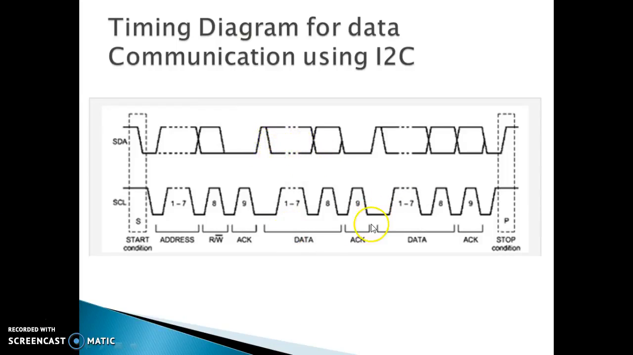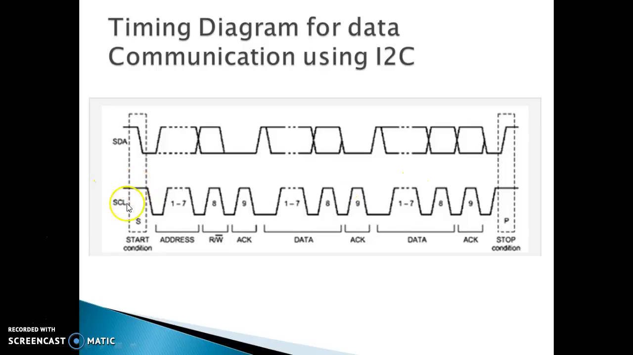Again when data is received, the slave, which is the DAC, will acknowledge that it has received data by again sending a low. In this way the microcontroller will continuously keep on communicating. It will send data, then the slave will acknowledge that it has received it, then it will send data again. This is how the communication between the microcontroller and the D2A converter will keep on happening.